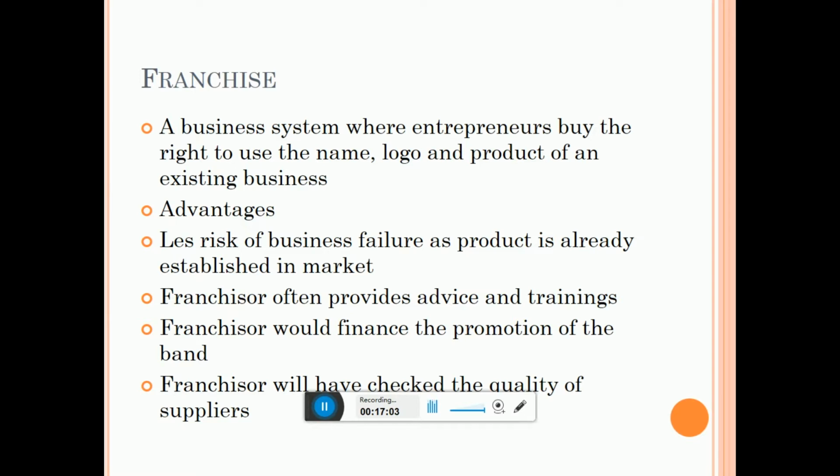The person who is giving the right is a franchisor, who has already established his business, and now he is giving the right to another person to run his business with the name of the previous business. And the person who is taking the rights will be called franchisee. Franchisee is a person who takes the rights to run a business which already exists.